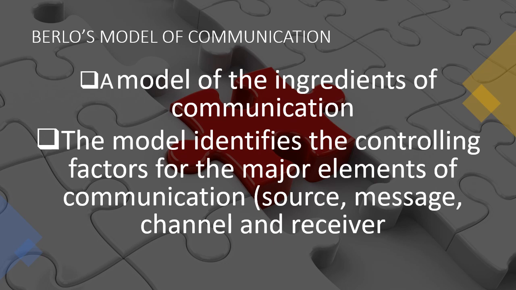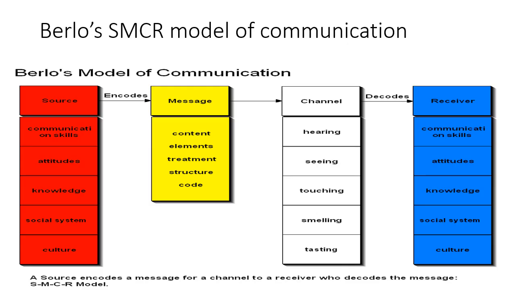At this point, let's have Berlo's model of communication. Berlo's model is a model of ingredients of communication because this model contains all the ingredients for communication to be effective. SMCR stands for the major elements, the controlling factors of communication. S stands for source, M for message, C for channel, and R for receiver. The complexity of the process of communication is illustrated in Berlo's model of communication.